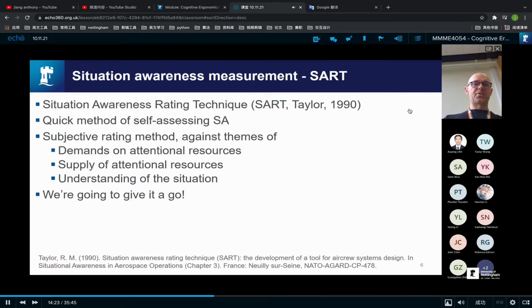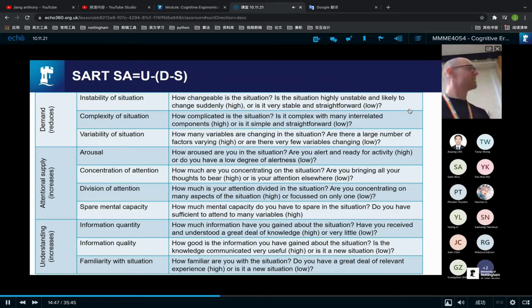Now, SART has three categories: demands on attentional resources, supply of attentional resources, and understanding of the situation. It can calculate an overall SA score based on a small algorithm. And we're going to give it a go. This slide shows the various considerations. Within the demand, it's the instability, the complexity, and the variability of the situation. Within the attentional supply, it's arousal, so how much are you putting into the task, are you concentrating and focusing on the task; division of attention, is your attention elsewhere; and spare mental capacity, so how much spare mental capacity do you have while doing the task?